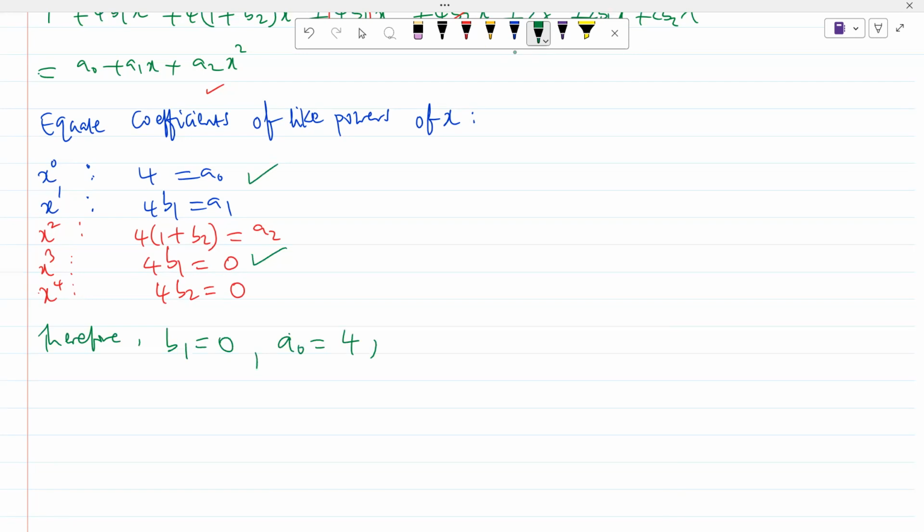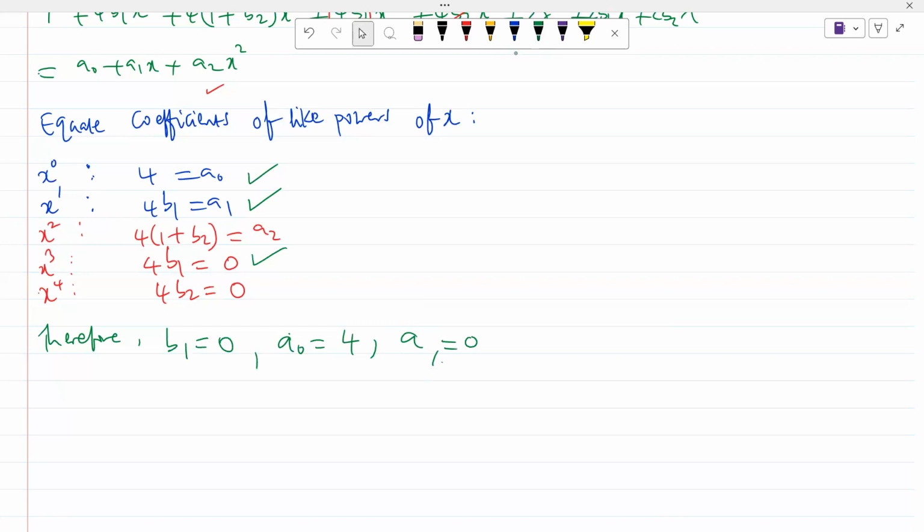So what else do we have? We have A1. What is A1? A1 is the same as 0. Why is A1 the same as 0? Because A1, according to the linear terms, x to the power 1 terms, 4b1 is A1. 4b1 is A1, but b1 is 0, so A1 is also 0 by transitivity.